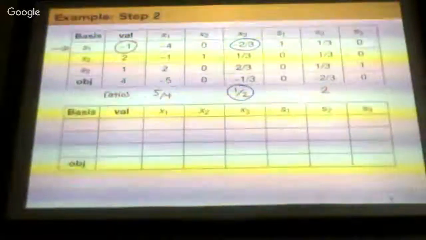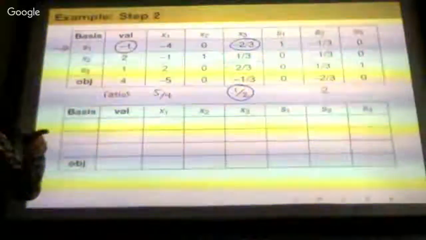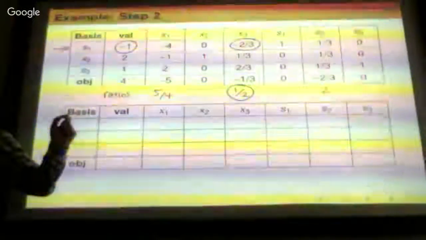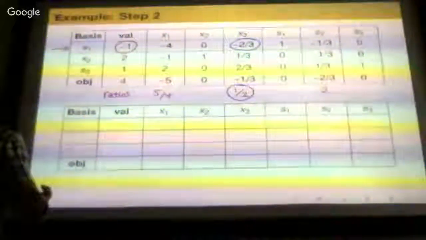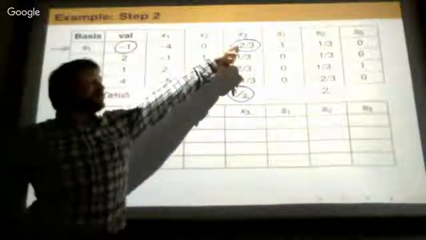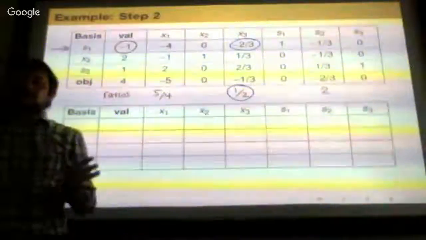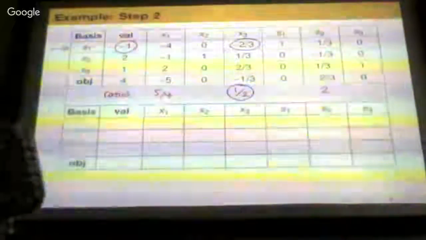Now, again, remember this. When we talk about dual pivoting, what is different is how we select the pivot element. What is not different at all is how we actually recalculate the new tableau. That is exactly the same. Once you know which entry in the table is your pivot element, then what you do is exactly the same as what you're used to doing from last year.